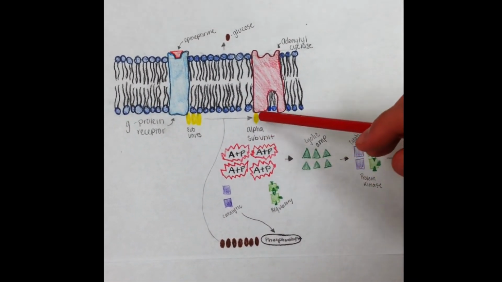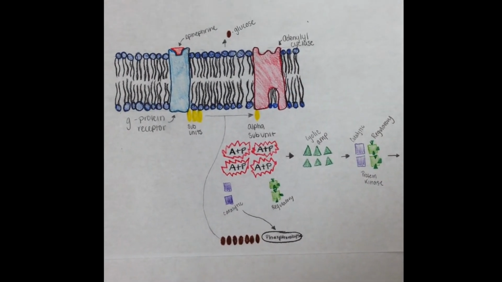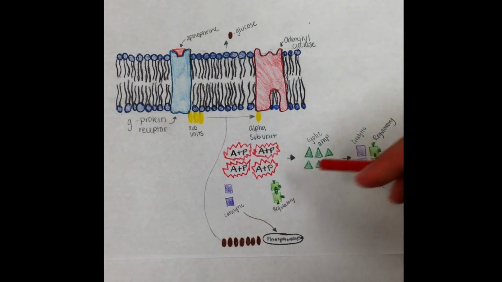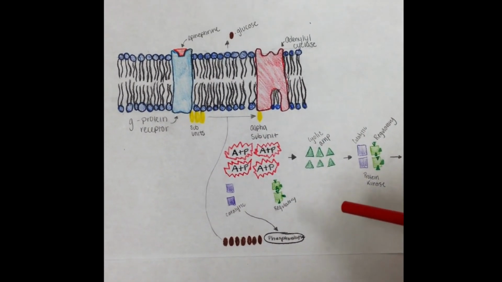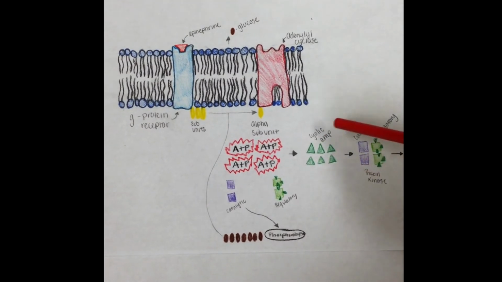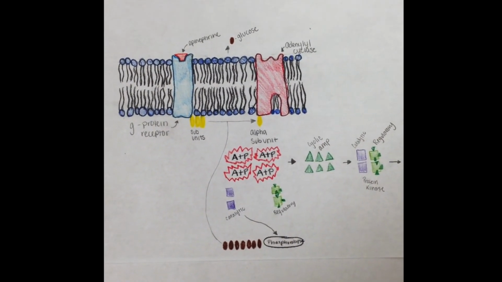Now, once this alpha subunit binds with adenylyl cyclase, it becomes active. When it's active, it produces ATP. These ATP are then going to go and create cyclic AMP. Cyclic AMP is also a secondary messenger.